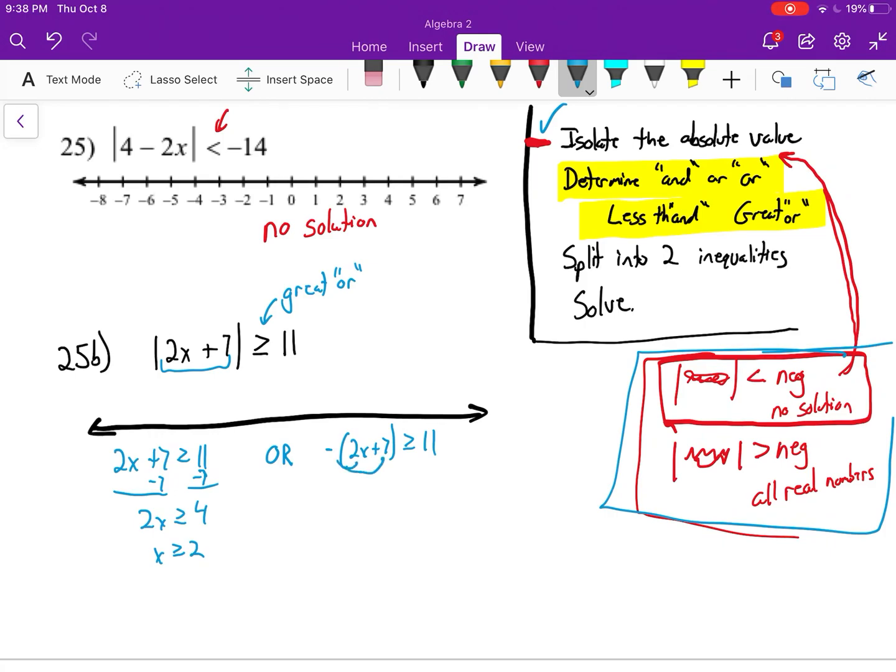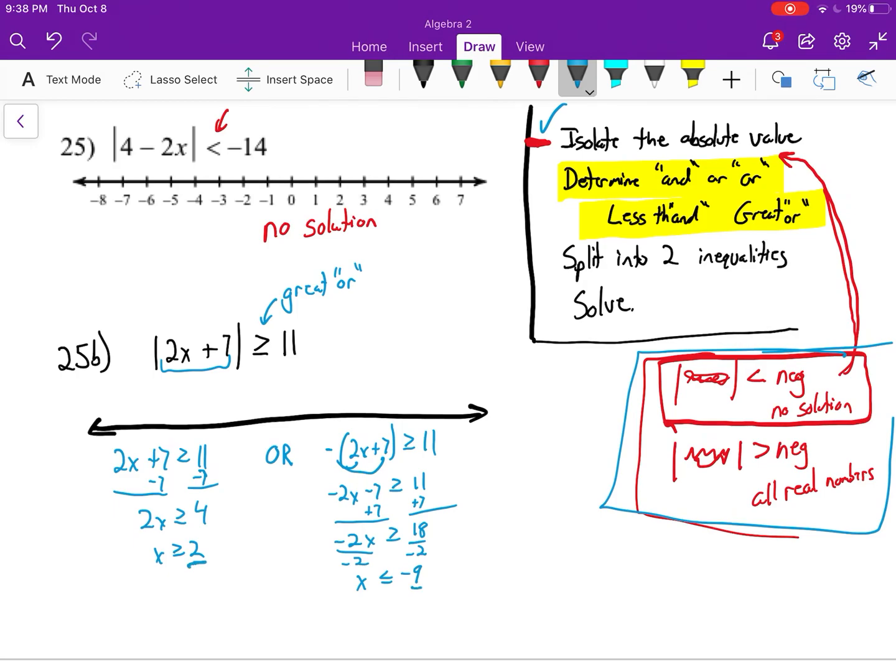Over here, we distribute. Negative 2x minus 7 is greater than or equal to 11. We would add 7 to both sides. And we get negative 2x is greater than or equal to 18. Divide both sides by negative 2, but we're dividing by negative, so we must switch the direction of the sign. So x is less than or equal to negative 9.